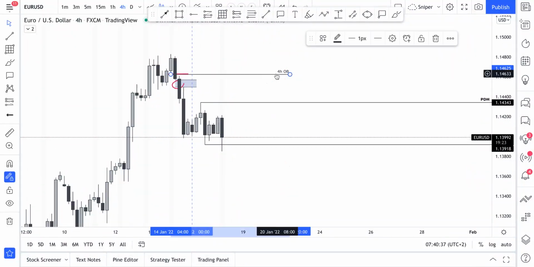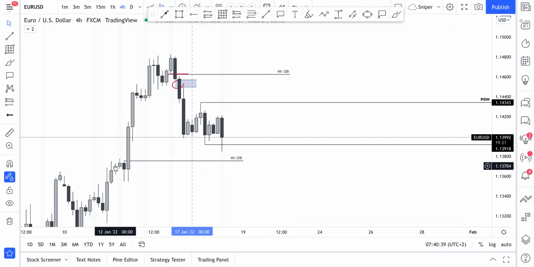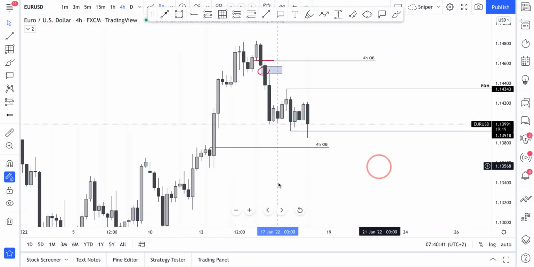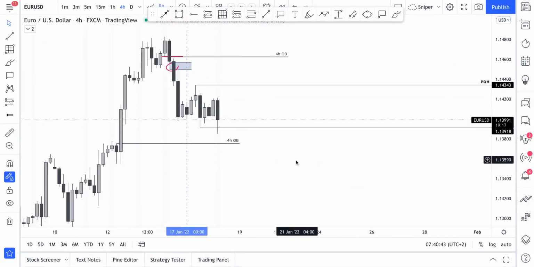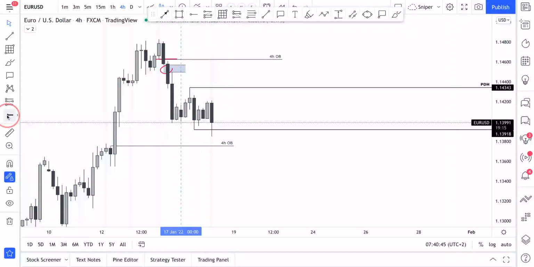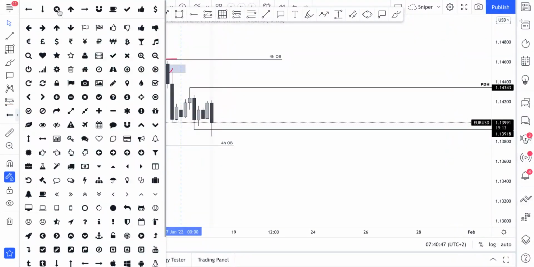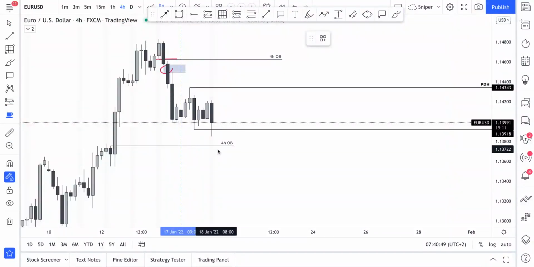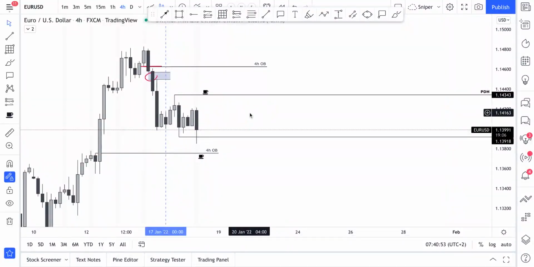Something to note there as well, we have another 4 hour order block down here below. So from a liquidity point of view, where can we find liquidity? Well, it's relatively simple to see, but we have liquidity down here and we have liquidity up here. That is our most recent areas of liquidity. Previous day high, we already swept the previous day low, so what's below that is the order block. So those are our liquidity areas.